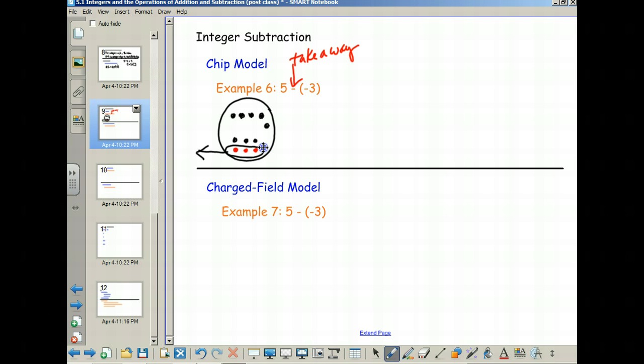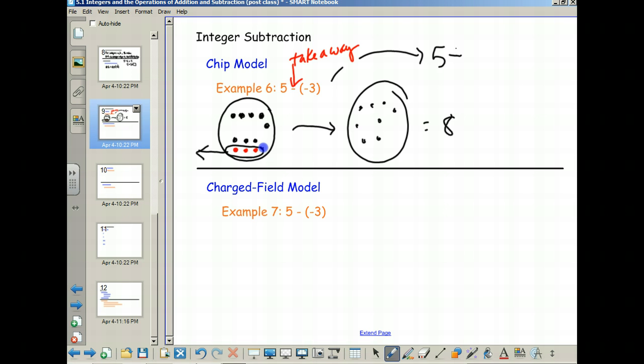Okay? Now I can remove the 3 red. Okay, so in essence, this picture now became this. What do I have? I have justification for how this became 5 plus 3, which gives me 8. Let me do the charged one as well because it's almost identical.